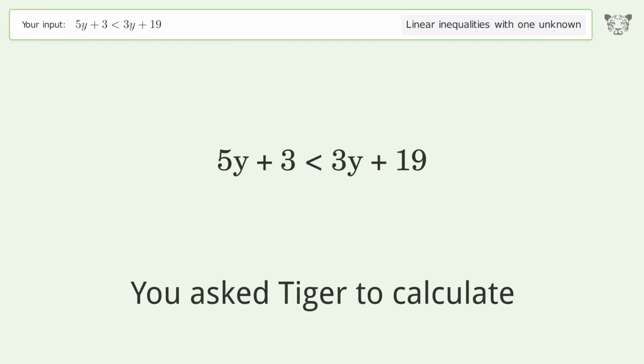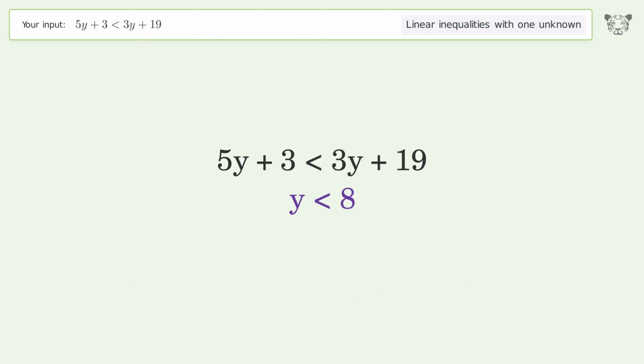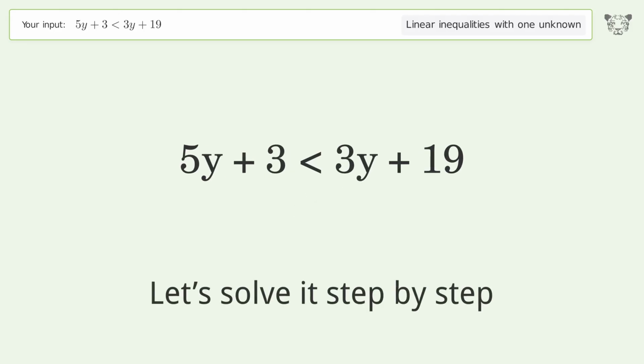You ask Tiger to calculate. This deals with linear inequalities with one unknown. The final result is y smaller than 8. Let's solve it step by step.